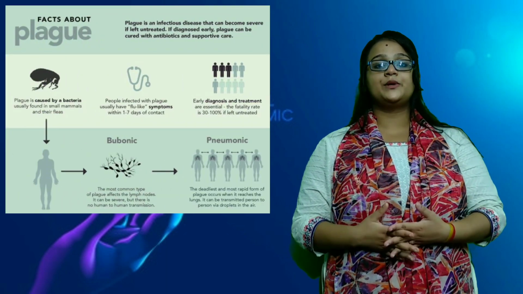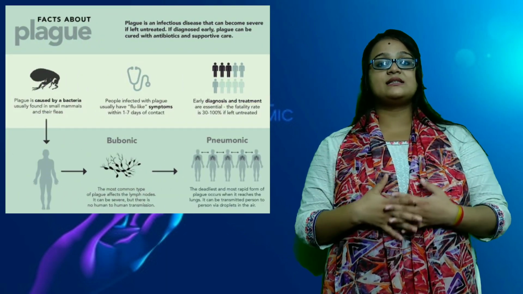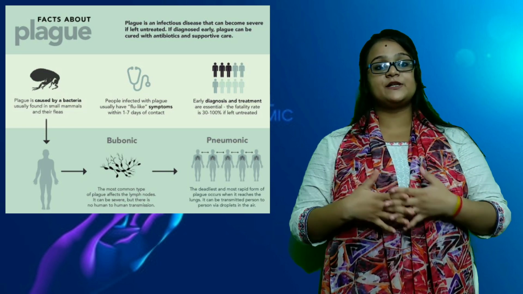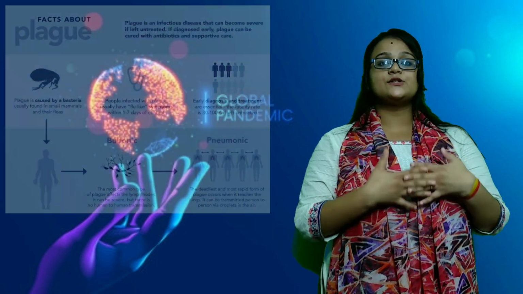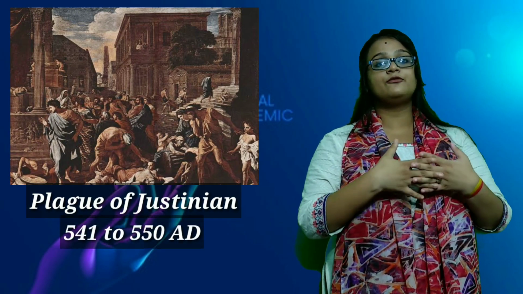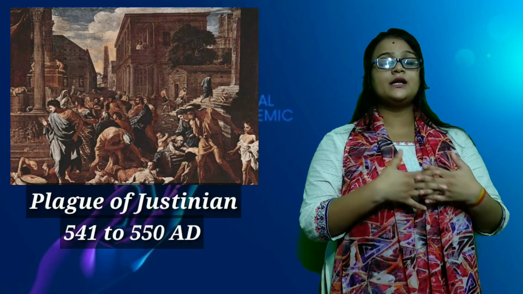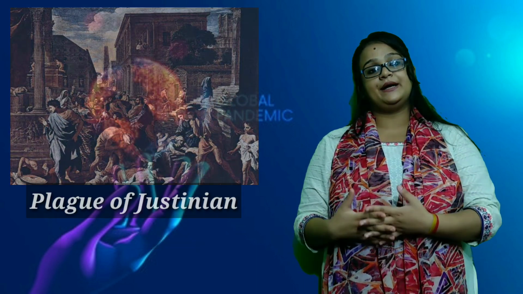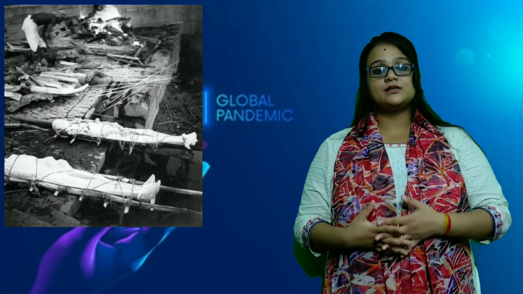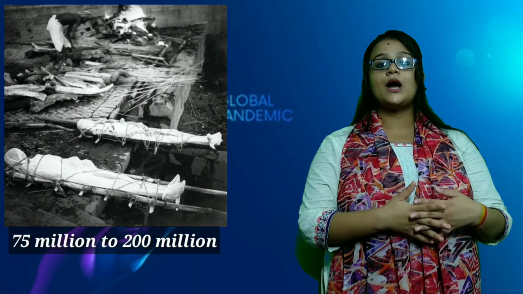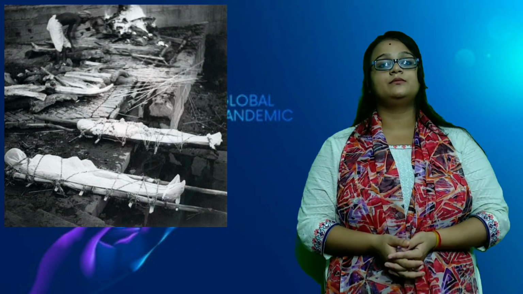The first outbreak of bubonic plague was attested in the Roman Empire. Research has confirmed that the plague of Justinian, between the years 541 and 550 AD, was the beginning of the first plague pandemic. This disease caused casualties of 75 million to 200 million people worldwide.